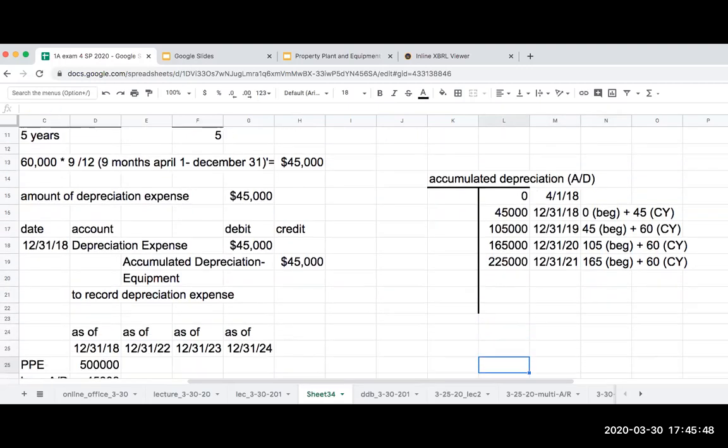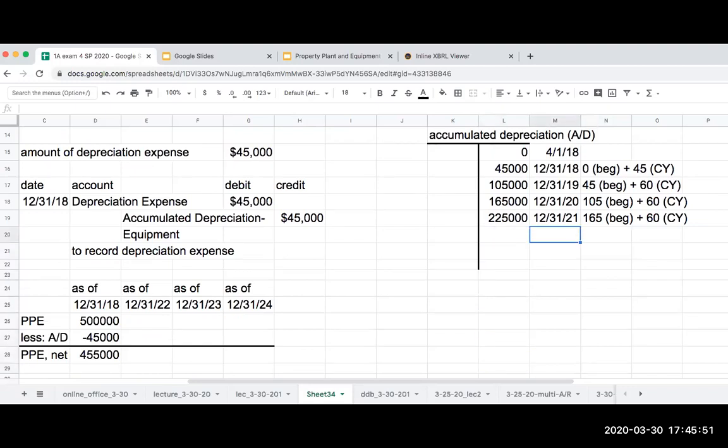Now we're kind of getting on a little bit over here. So what does 12/31/22 look like? Well, 12/31/22 is going to be $225,000 beginning plus $60,000 for the current year. So right over here, I'm going to have $285,000. Now, as we come over here to 12/31/22, my property, plant, and equipment, the acquisition cost, I will generally be leaving that the same. But my accumulated depreciation as of December 31st, 2022 is going to be negative $285,000.